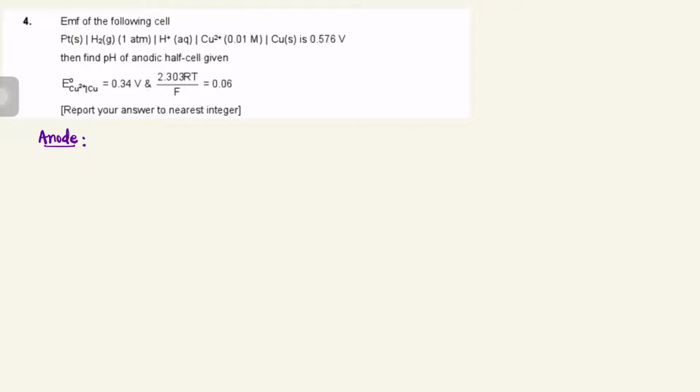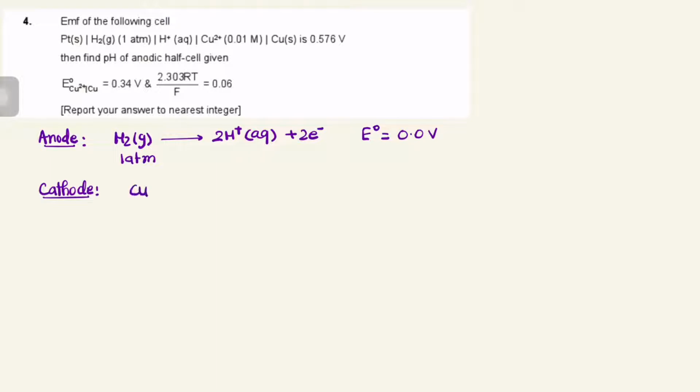At anode oxidation occurs, so hydrogen gas will give 2H plus and 2 electrons. This is the reaction taking place at the anode, and E cell for this is already 0 volt, that is SHE. Now pressure is 1 atm, so here I will write 1 atm. Now at the cathode, reduction will occur, so copper 2 plus will take 2 electrons and become copper. For that E cell is 0.34 volt positive.